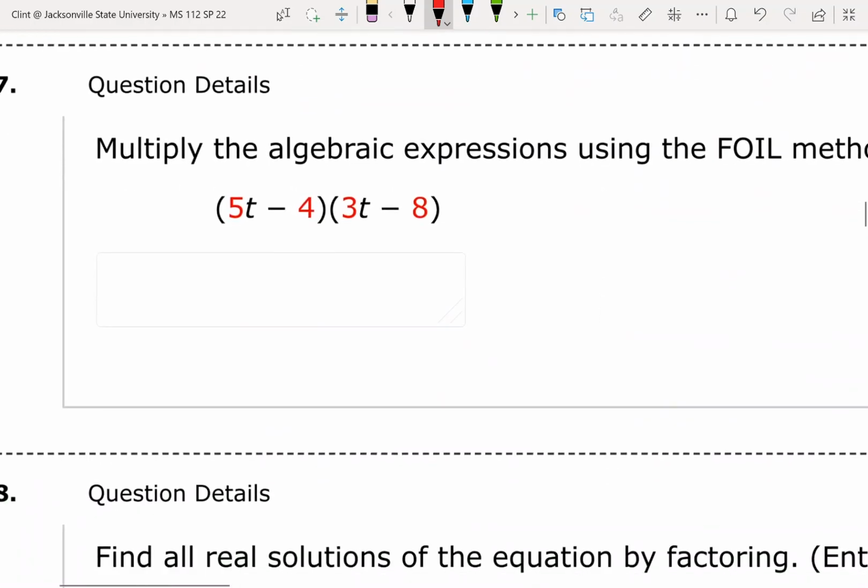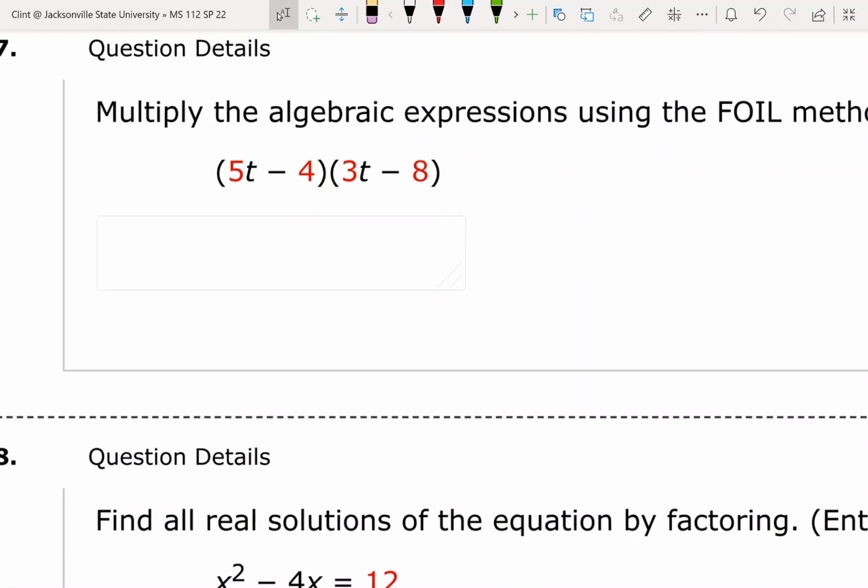Okay, number 7 says multiply. So we have a binomial times a binomial. So that's what we typically call the FOIL method. We multiply the first terms together. So 5t times 3t, get 15t squared. We do the outer terms, 5t times negative 8, negative 40t. We do the inner terms, negative 4 times 3t, it's negative 12t. And then negative 4 times negative 8 is positive 32.